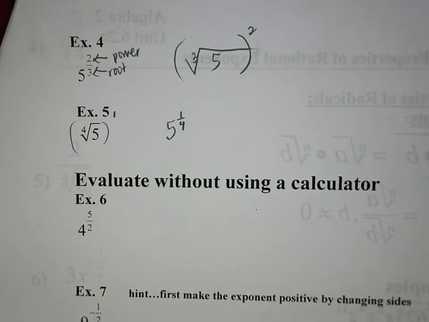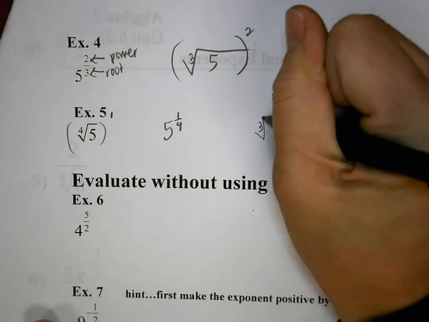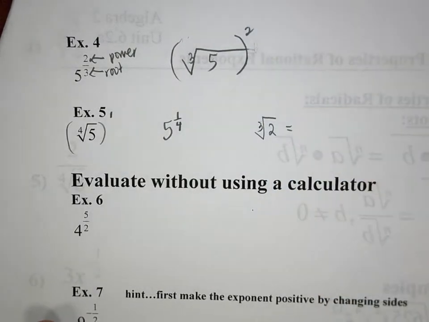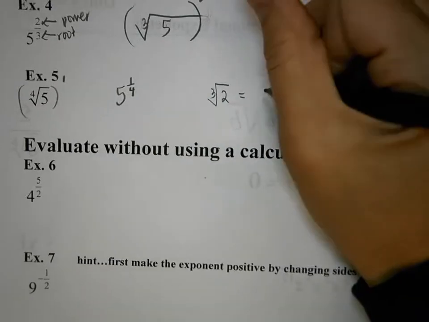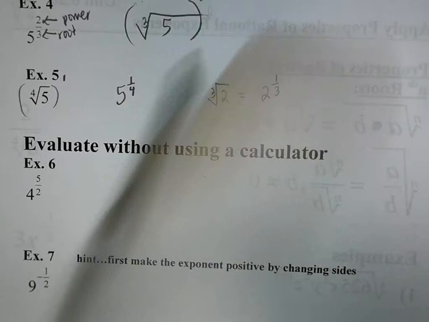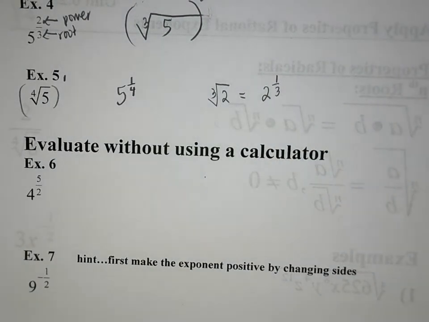Before I move forward, are there any questions? So let's have you try one more. If I had the cubed root of 2, how would you write that in exponent form? You try it first. I'm going to give you about 10 seconds to try it on your own. Good. All right, so this would be 2 to the 1/3 power. Thumbs up if you got it right, thumbs down if you got it wrong.